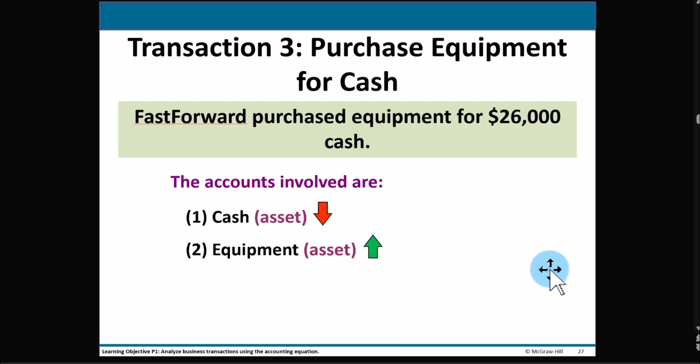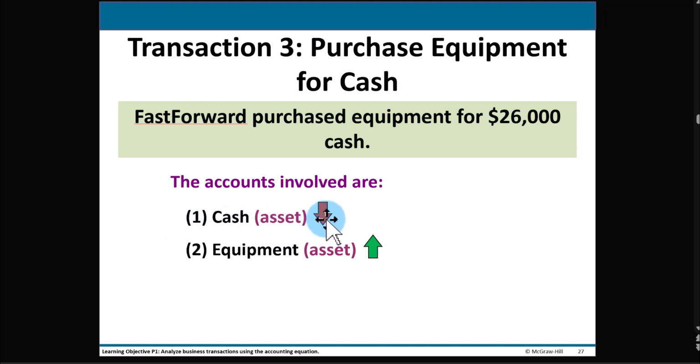Let's take a look at transaction number 3, where we spend some more cash, this time not buying supplies, but buying equipment worth 26,000. Again, right away, you got to identify what accounts are changing. In any single transaction, at least two, maybe even more accounts have to change. But the accounting equation always has to stay in balance. Left equals right side after recording it.